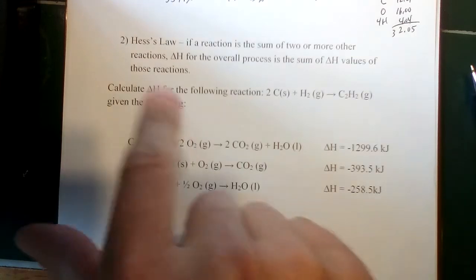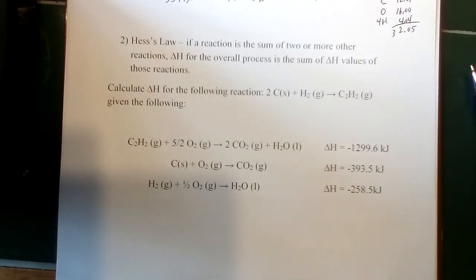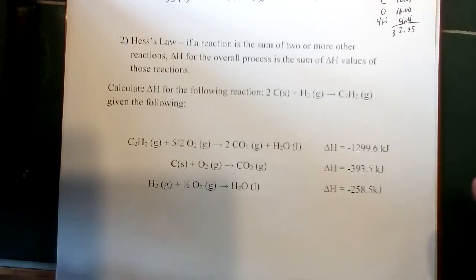Hess's law states that if a reaction is the sum of 2 or more other reactions, the change in enthalpy for the overall process, or the overall reaction, is the sum of the change in enthalpy values for those reactions. Now, the way we can use this is if there's a reaction that's hard to study, you know, an explosion or something, we could put together other reactions and calculate the enthalpy of the reaction we're trying to study by combining the enthalpy values of reactions that are a little easier to measure experimentally.